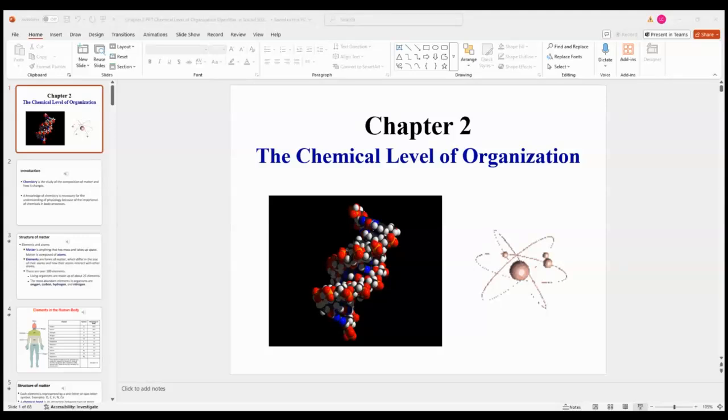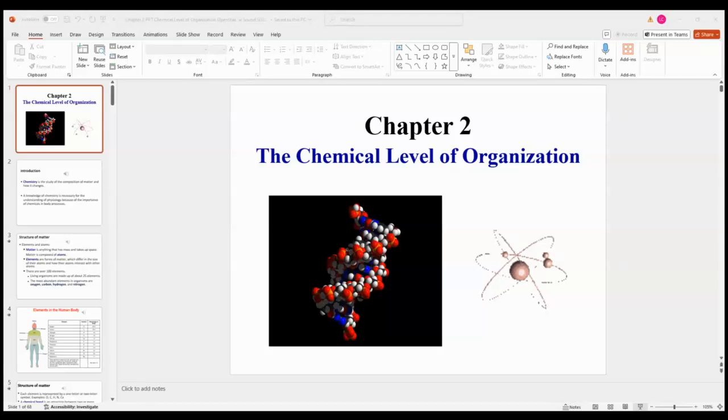Okay, so the number of protons is called the atomic number. The mass number is the number of protons plus the number of neutrons added together. So in this case, it's 4. This 2 plus 2 is 4. That's the mass number.